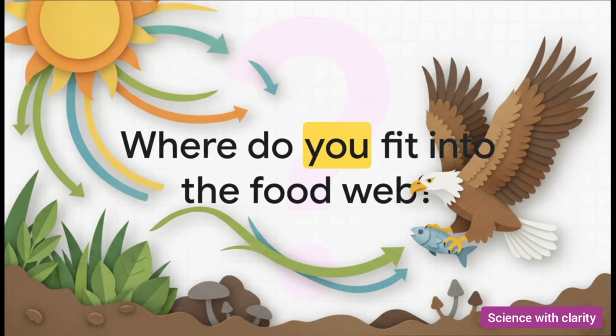I want to leave you with this final thought. We've seen how perfectly balanced and interconnected nature's energy flow truly is, right? From the sun, down to the grass, up to the eagle, and then right back into the soil. Knowing about this vast, beautiful network, where do you fit into the food web? How do your daily choices impact that incredible flow of energy? It's definitely something to chew on next time you step outside.